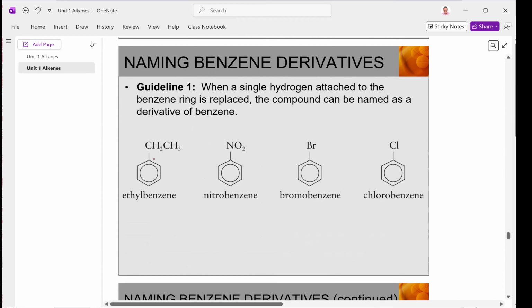Now, there are few benzene derivatives, simple benzene derivatives. In other words, when an add-on substitutes for a hydrogen, then the base name is benzene there. So we have ethylbenzene, nitrobenzene, bromobenzene, and chlorobenzene. However, this is what's weird about aromatic compounds.